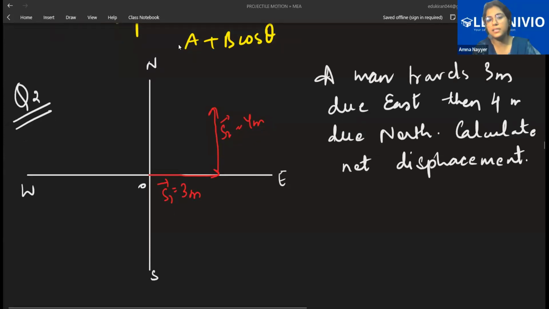Class, in this question, a man is traveling from origin towards east 3 meters and then going upwards towards the north 4 meters, and we have to find out the net displacement. When we were discussing the first chapter, motion in a straight line, we had seen that whenever you have to calculate displacement, you just join the initial and final points, right? So if I join, this is the initial and this is the final point. Now these two are representing the adjacent sides of a triangle and they are taken in the same order also. So directly we can apply which law?